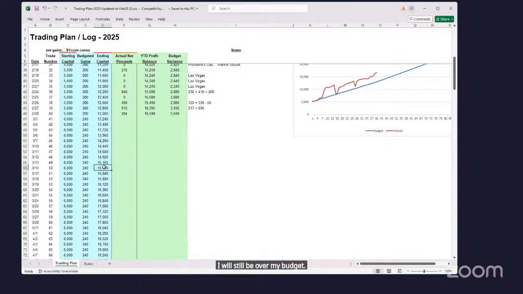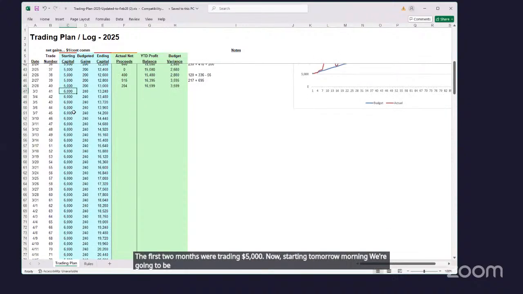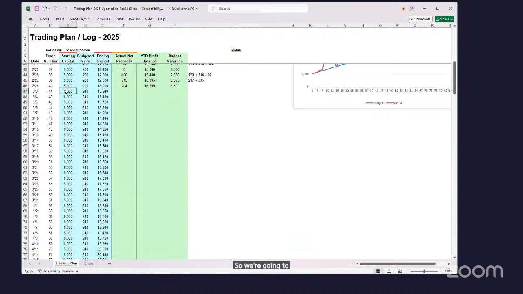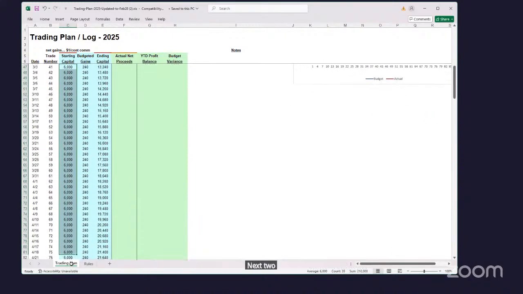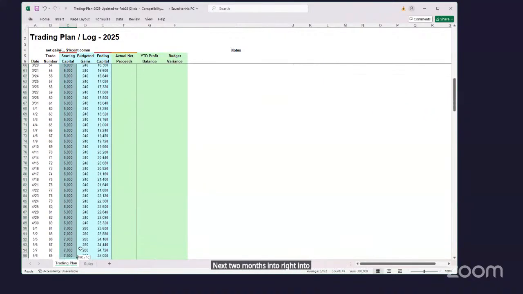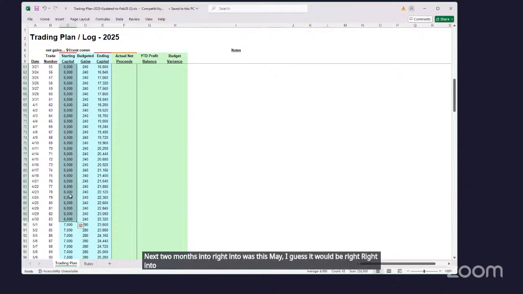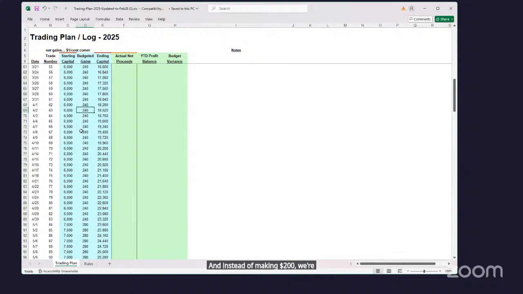According to this methodology, here's what we're doing. The first 2 months, we're trading $5,000. Starting tomorrow, we're going to be trading $6,000 for the next 2 months, right into May, end of April. And instead of making $200, we're looking for $240 each trade. Then we're moving up to $7,000 for the next 2 months.